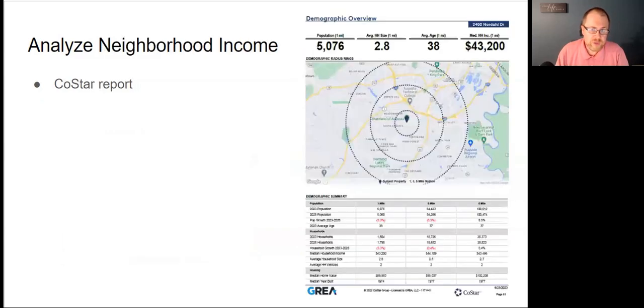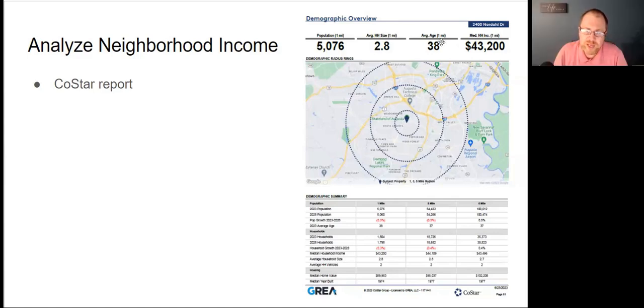Regarding income, I like to have much more up-to-date data. And for that, I would usually use a CoStar report. CoStar is a company working in commercial real estate, doing a lot of things, but particularly analytics about commercial real estate. And if you ask your broker, in that case, it was somebody with GRIA here in Atlanta, and I asked them for a report.